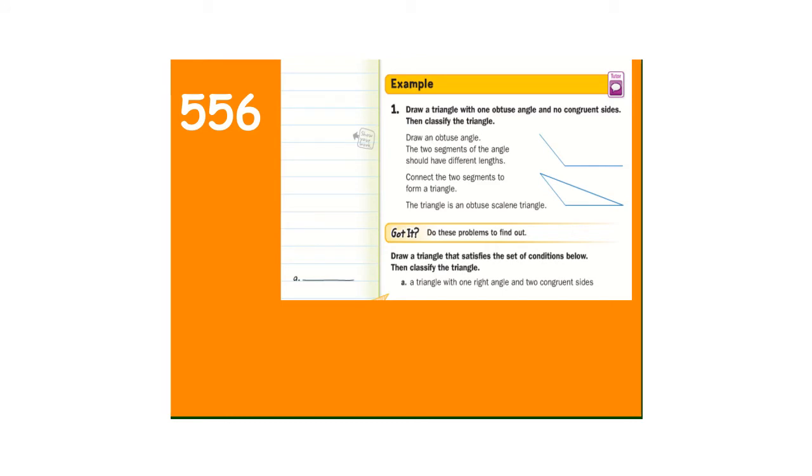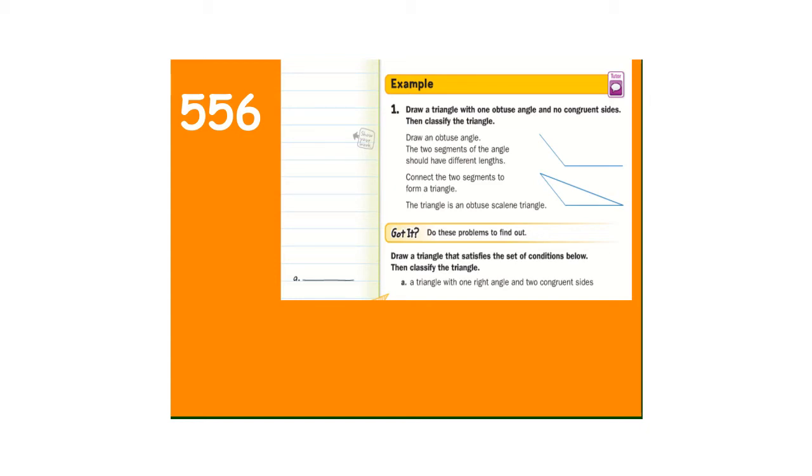Number 1, draw a triangle with one obtuse angle and no congruent sides. So they started it with an angle there, an obtuse angle. Made sure that the two lengths of the sides are different lengths. Connected the ends, and now you have an obtuse triangle. All three sides are different length. That's also a scalene triangle. Go ahead and do letter A. Pause the video.